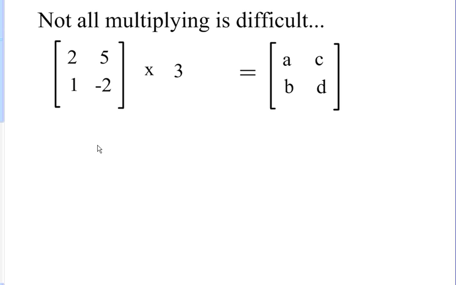Okay. Not all multiplying is difficult. Like this one, for instance, has variables in it, A, B, C, D, but you just basically multiply. You have to multiply everything by 3. So you start with this one, times it by 3, you get 6. Take that one, times it by 3, you get 15. And so C is 15. And B would be what? 3. And D would be what? -6. Okay, so some are really easy.